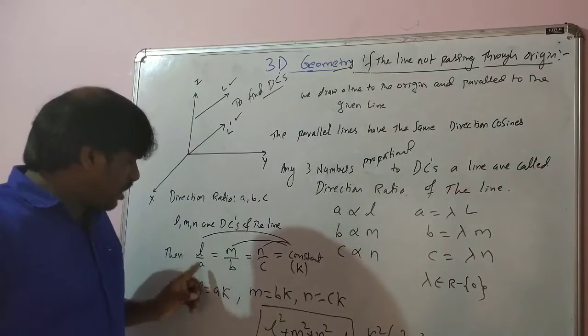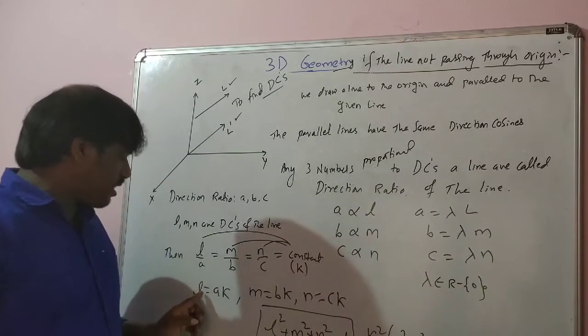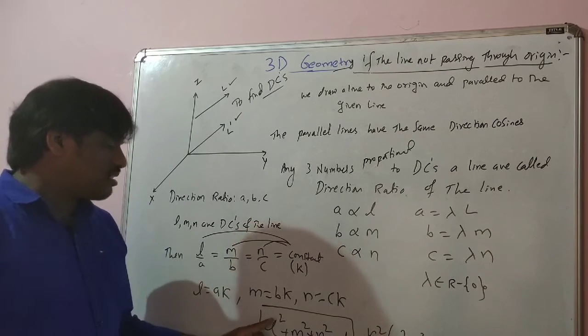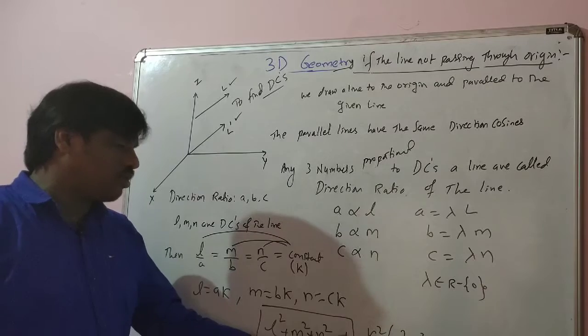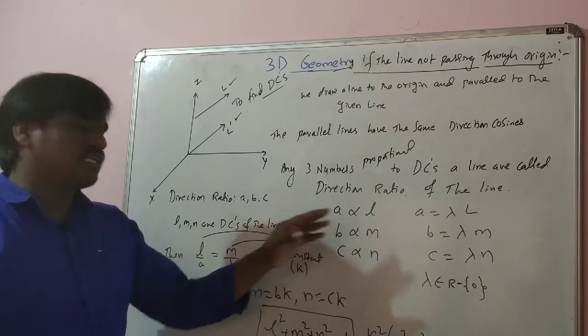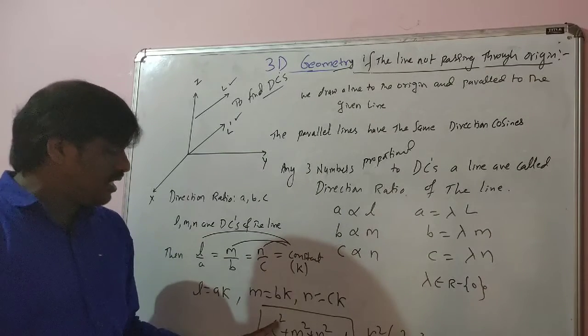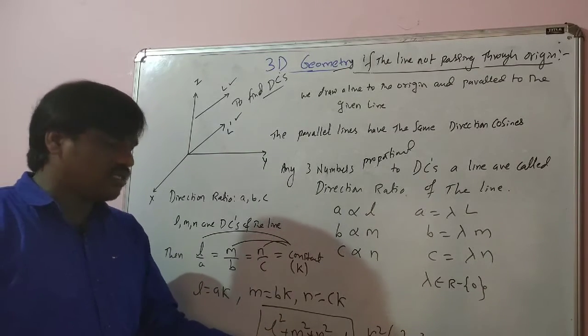So L is equal to AK, M is equal to BK, N is equal to CK, and L square plus M square plus N square is equal to 1. The sum of squares of the direction cosines is 1. I will give the proof in the next lecture. Now I am going to give the proof: L square plus M square plus N square is equal to 1.